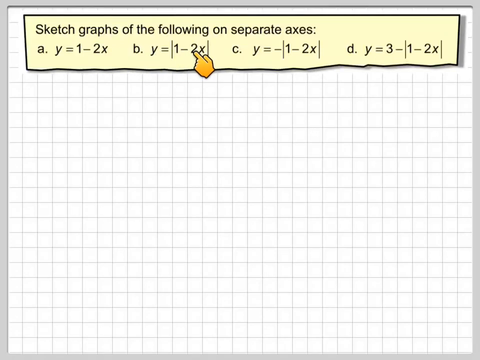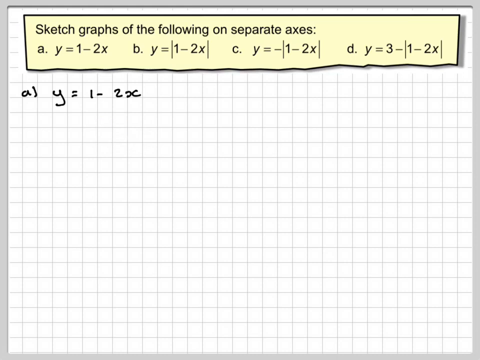Sketch graphs of the following on separate axes. So we've got y is equal to 1 minus 2x, y is the absolute value of 1 minus 2x, y is equal to minus the absolute value of 1 minus 2x, and y is equal to 3 minus the absolute value of 1 minus 2x. So this is the first one.